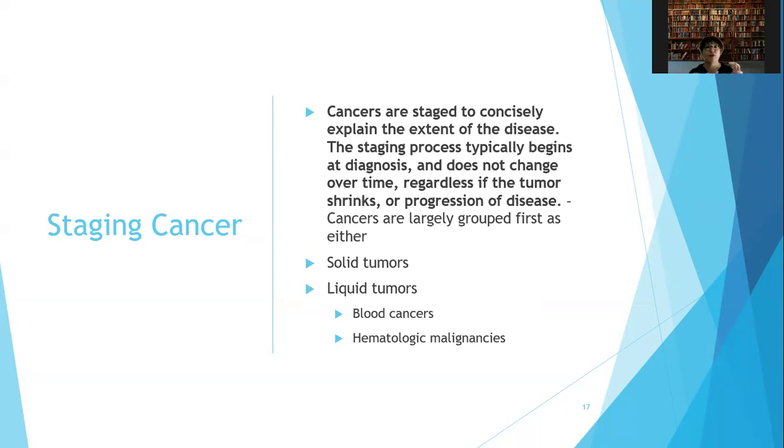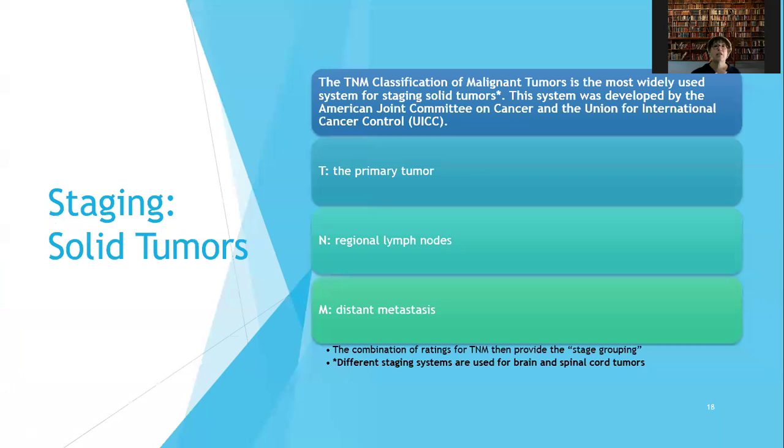First of all, they group them as solid tumors or liquid tumors. Solid tumors are in a tissue like epithelial tissue, connective tissue. Liquid tumors are blood cancers or hematologic malignancies like lymphomas. So solid tumors, liquid tumors. Solid tumors use the TNM classification. That's the most widely used system for staging solid tumors. The system was developed by the American Joint Committee on Cancer and the Union for International Cancer Control.